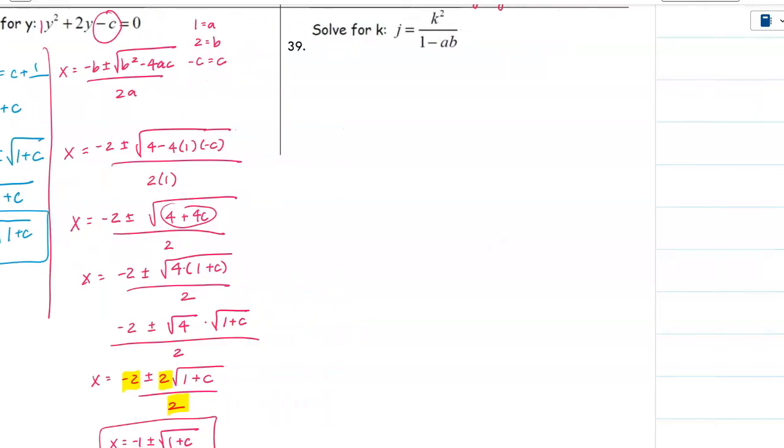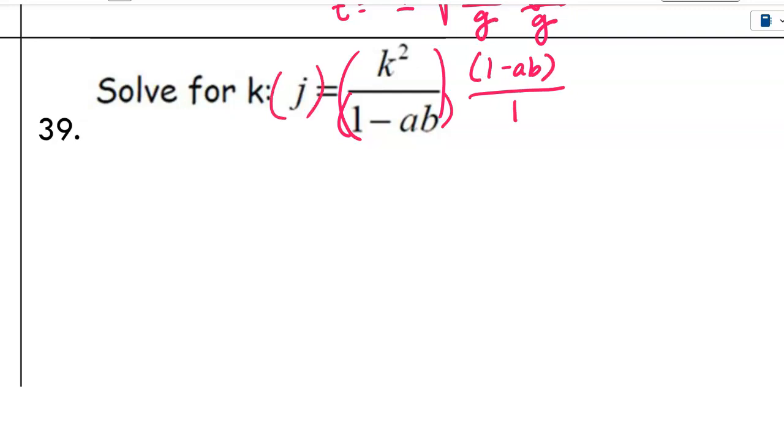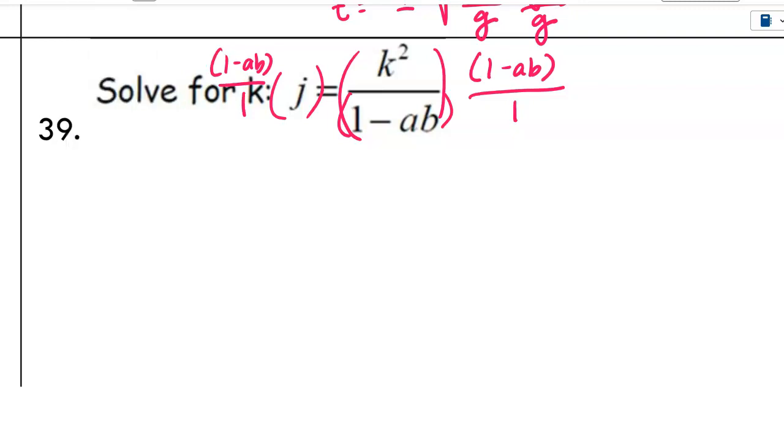Okay, last problem on the study guide. Solve for k. First I'm going to get rid of this denominator by multiplying by its reciprocal, which is 1 minus ab over 1. That'll get rid of the denominator. And do not get that confused with a conjugate, because you don't need to find the conjugate here.